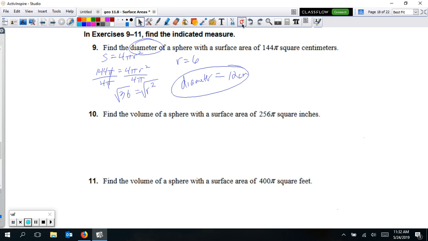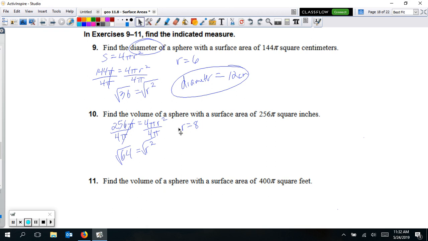So doing the same thing here, our surface area is 256 pi. It's equal to 4 pi r squared, just like we did up here. Divide by 4 pi again, canceling out our pi's. 256 divided by 4 gives us 64. Take the square root of both sides again to solve for r. The square root of 64 is 8. So that tells us our radius is 8.